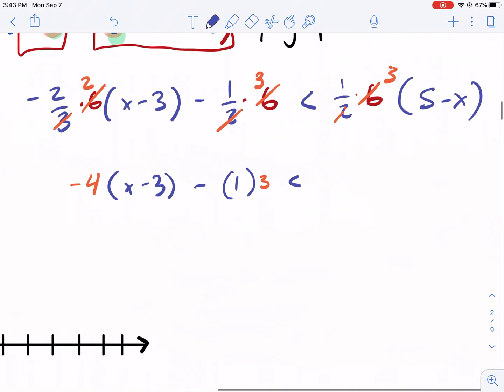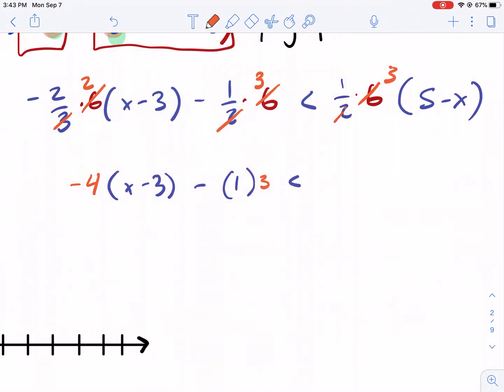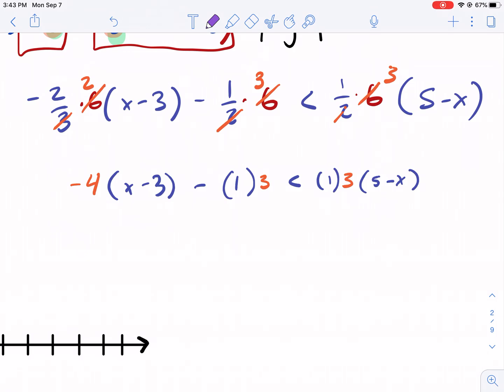Less than. And if you want to do that in your head, that's fine. Then we have 1 times 3. I'm going to leave that 1 in there, and then I'm going to put 5 minus x. So you can see it's really neat that we're able to get rid of all the fractions. It makes it way easier to deal with. And now we can distribute and treat this just like a normal multi-step equation.